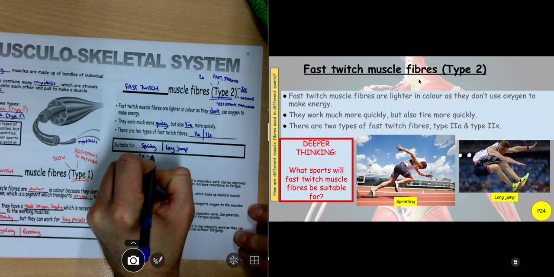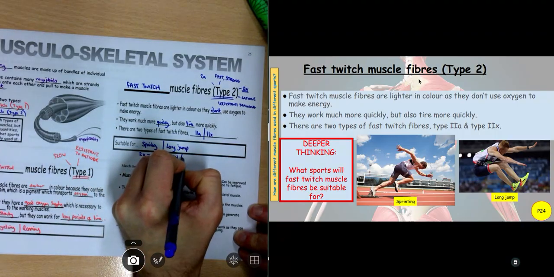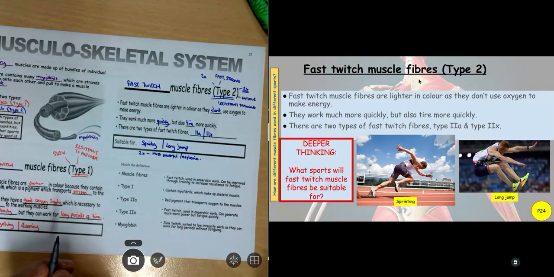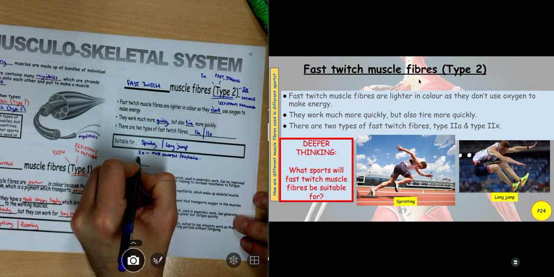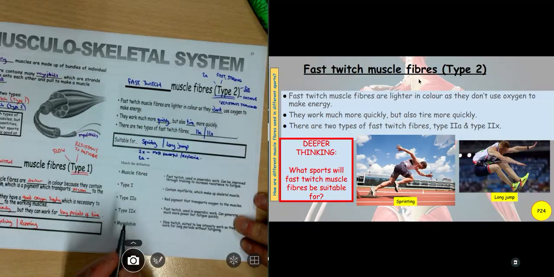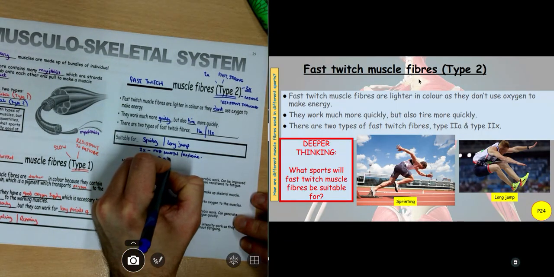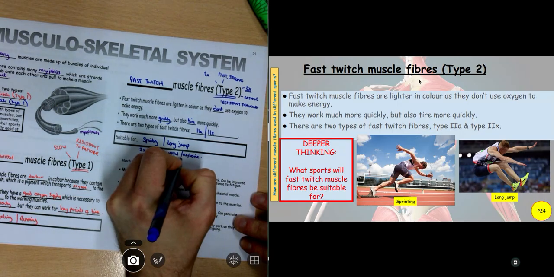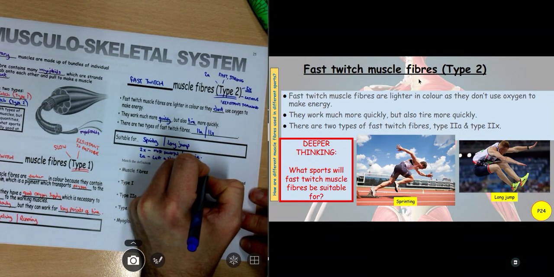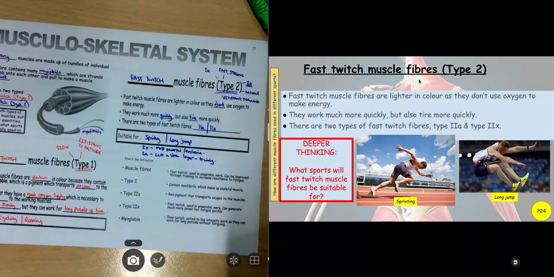So 2X are the most powerful explosive movements, but they're super quick to fatigue. 2A are kind of like trained versions of 2X, so these will last a little bit longer. And that is through training, particularly resistance training, that's allowed them to last that little bit longer.